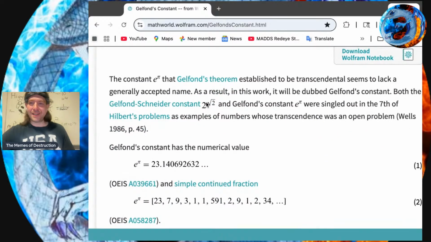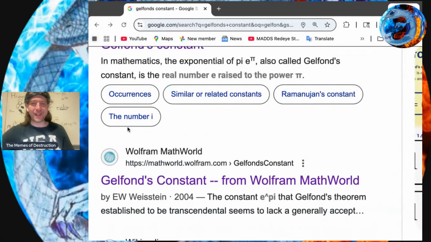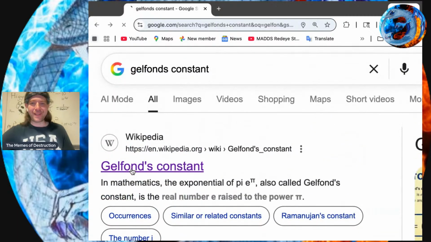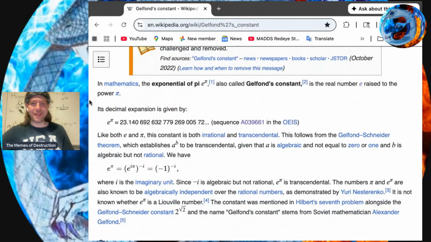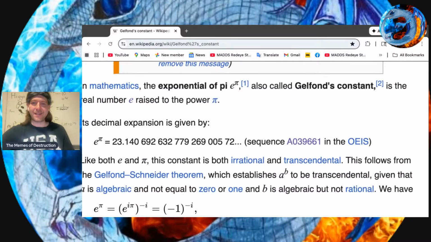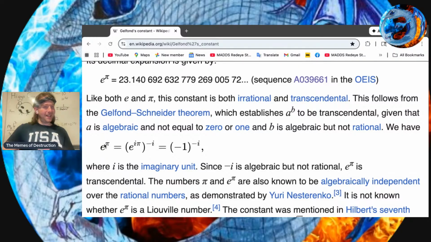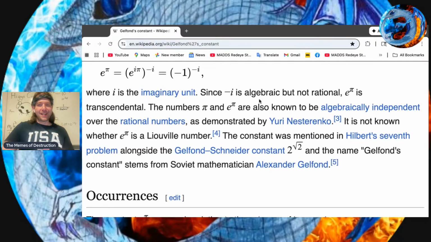We go to MathWorld. All right. Well, digits and so on. That's kind of interesting. It's just giving the basic things, but Gelfond's constant from Wikipedia is quite fast, so let's embiggen this. Here we go. Okay, it's exponential there. So again, e to the pi, the exponentiation of pi, equals e to the i pi raised to the negative i, or negative 1 raised to the negative i, which I had no idea. I think that's kind of cool. Apparently e to the pi is transcendental.